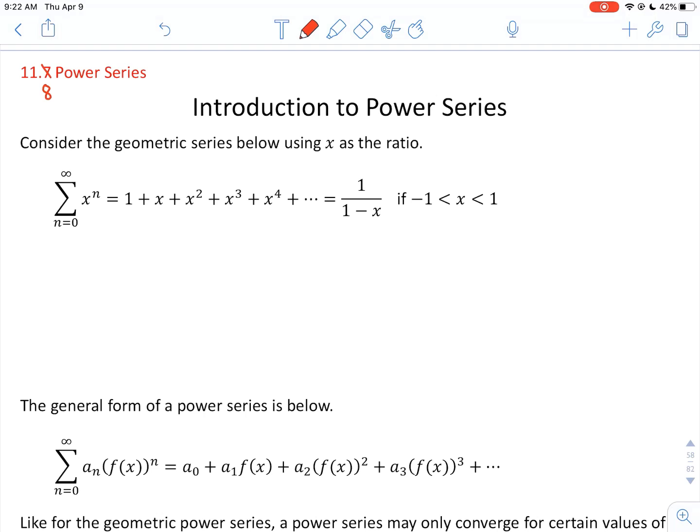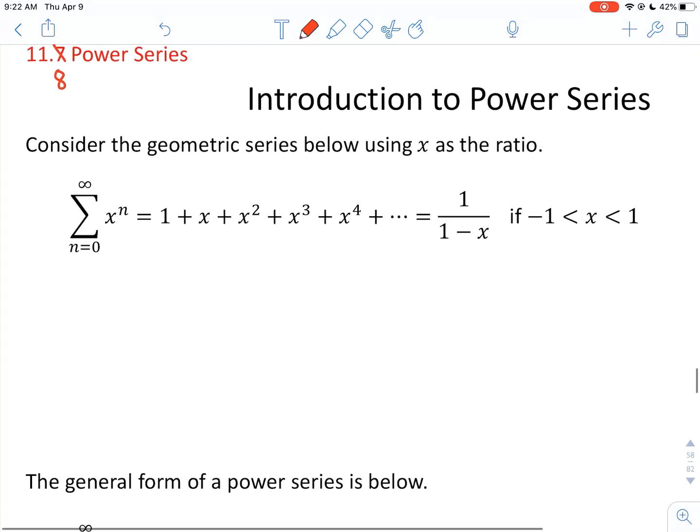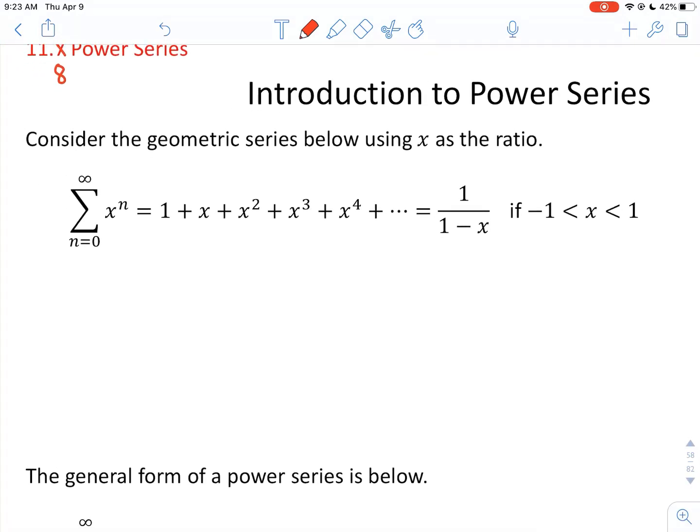Introduction to a power series. Consider the geometric series below using x as the ratio. Okay, so how do I know this is a geometric series to begin with? Consider term to term what's happening. Like, how do I go from 1 to x? Well, I multiply by an x.